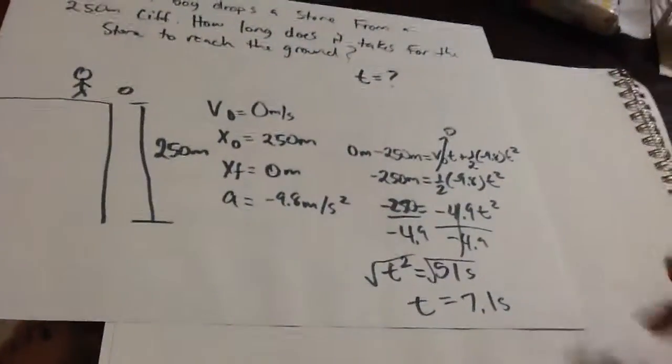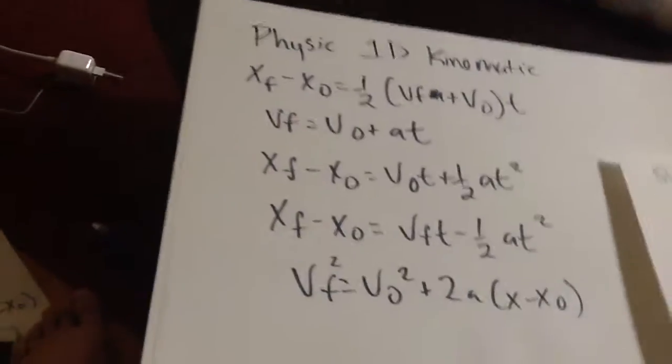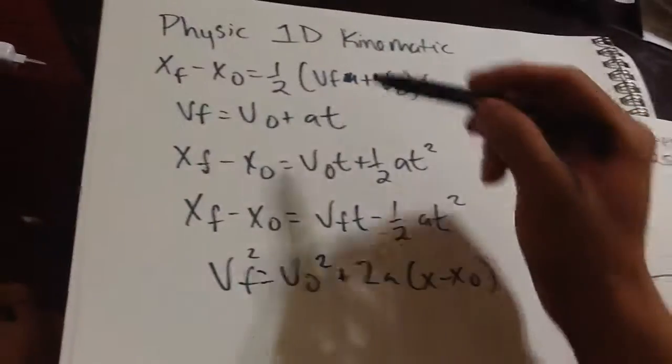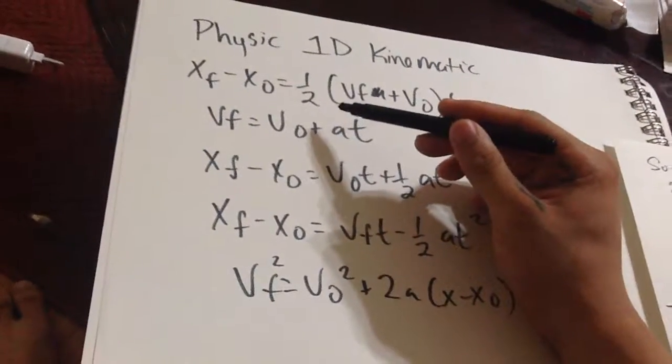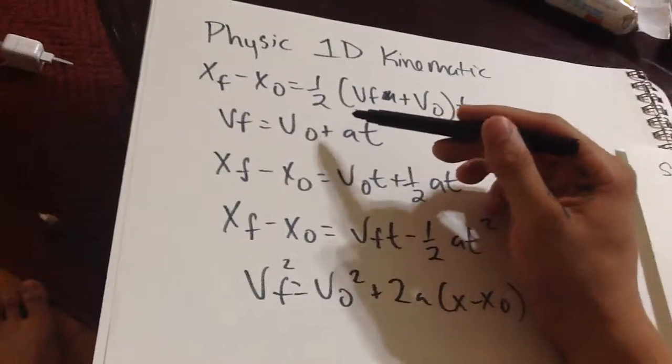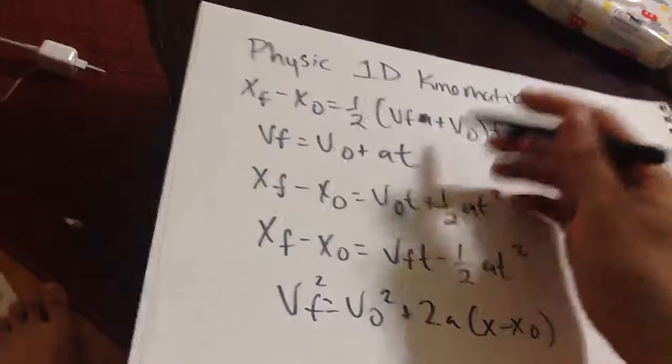There you go. And if you want to find the final velocity, you just look at the 5 kinematics equations, and you'll see that you can use this one to find the final velocity, which is basically negative 9.8 times 7.1 seconds, and that will give you the final velocity.